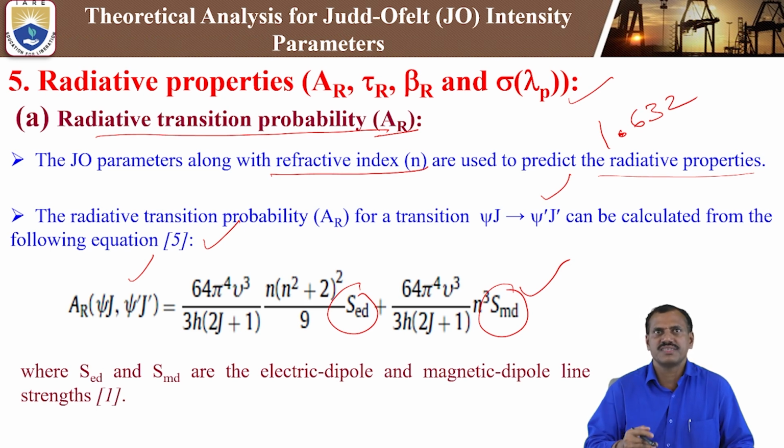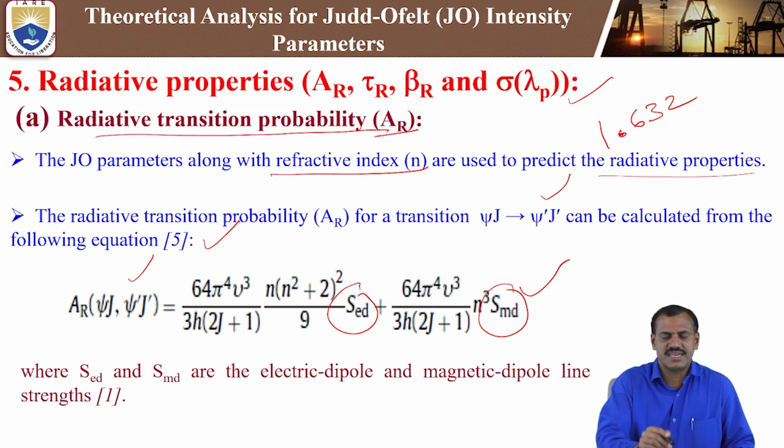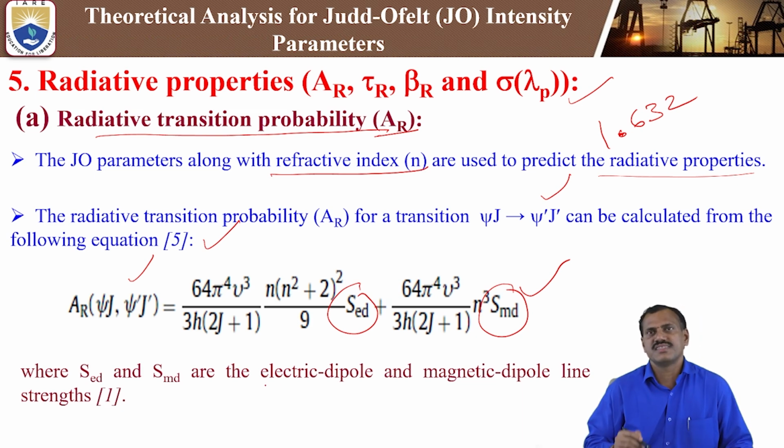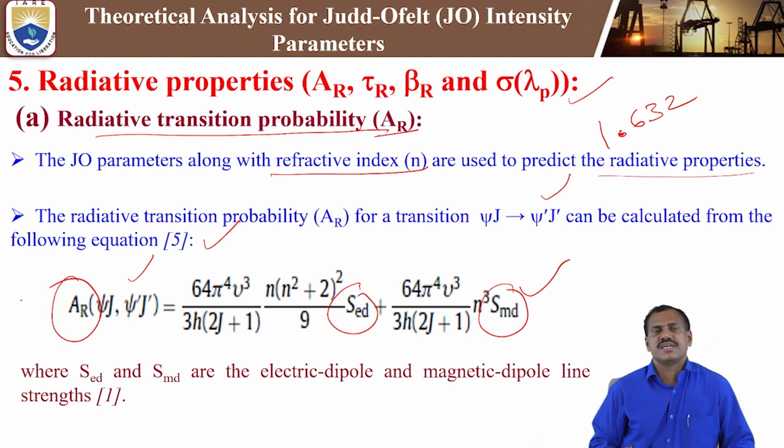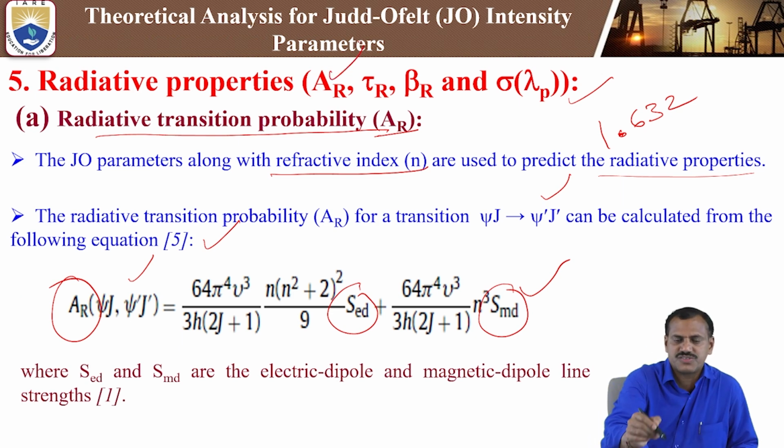The highly effective transition is the magnetic dipole transition, and the electric dipole transitions are less effective. These are very important transitions from the absorption spectra. From the absorption spectra we are calculating the SED and SMD, the electric dipole and magnetic dipole transition strengths. Here N is the refractive index, J is the total angular momentum, pi is the constant 3.14, and nu is the energy value. By substituting these values, we get the radiative transition probability, the first one, the AR value.